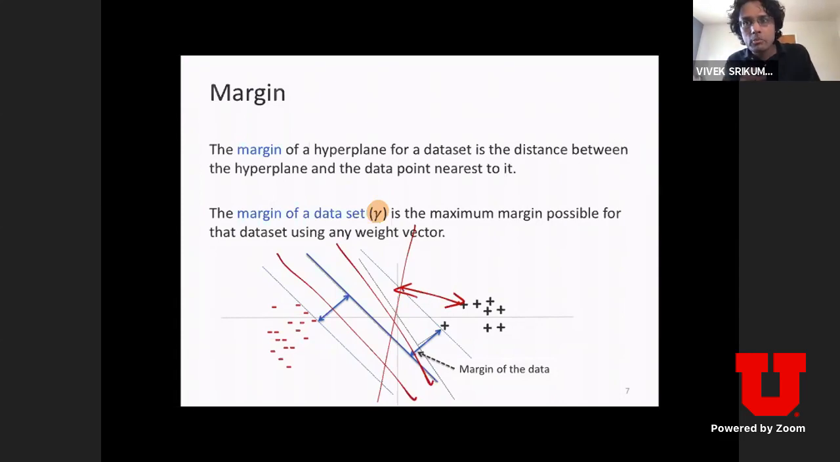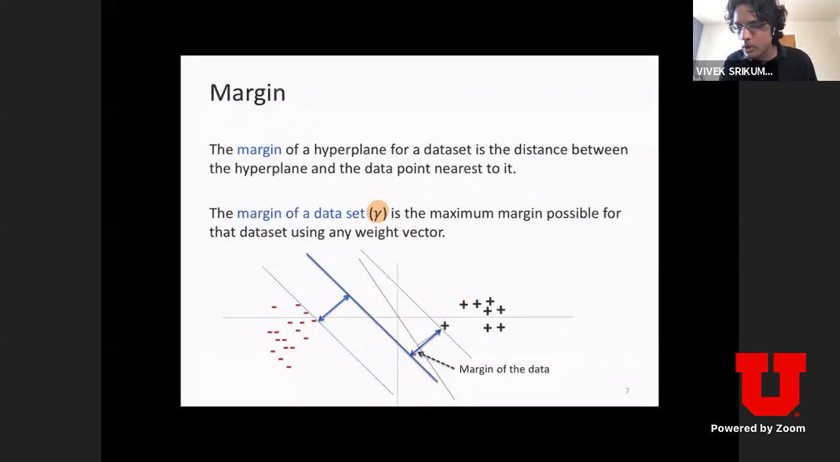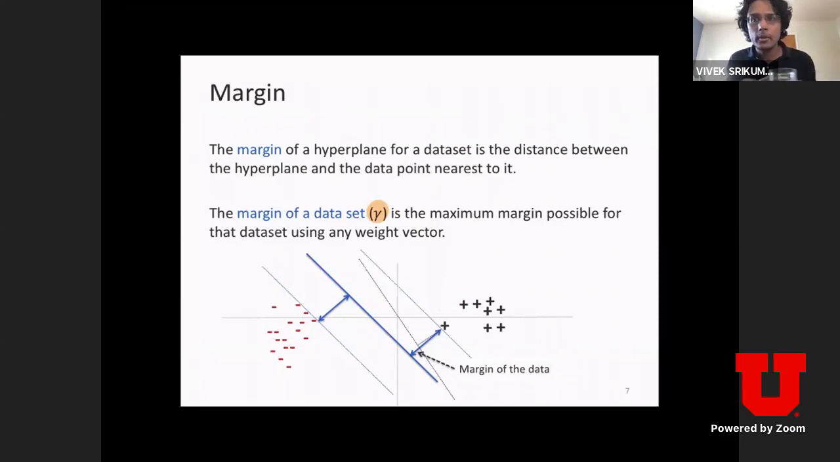So before we move on to the theorem, I would like to pause for questions about the margin, simply because this is an idea that we will encounter multiple times. And so I want to make sure that you're clear about it. So are there any questions about the margin?